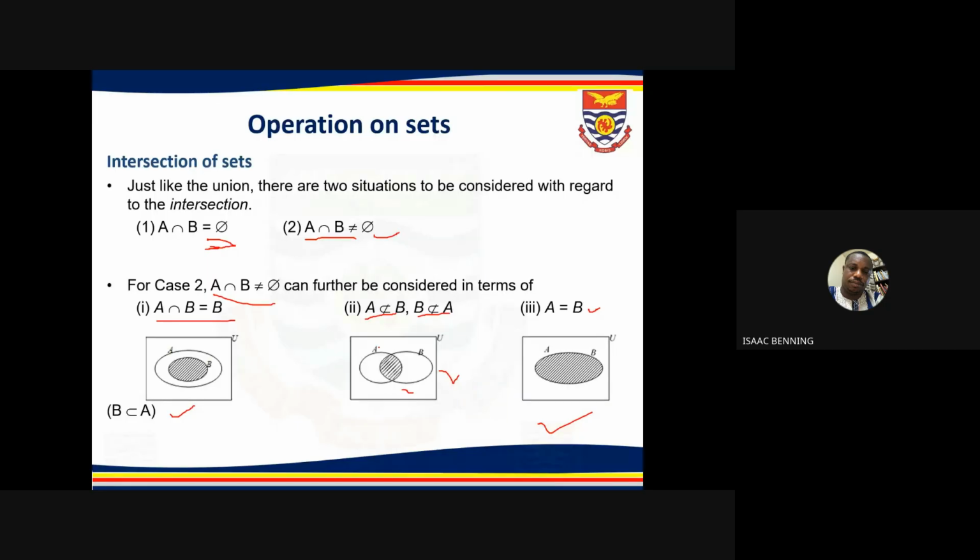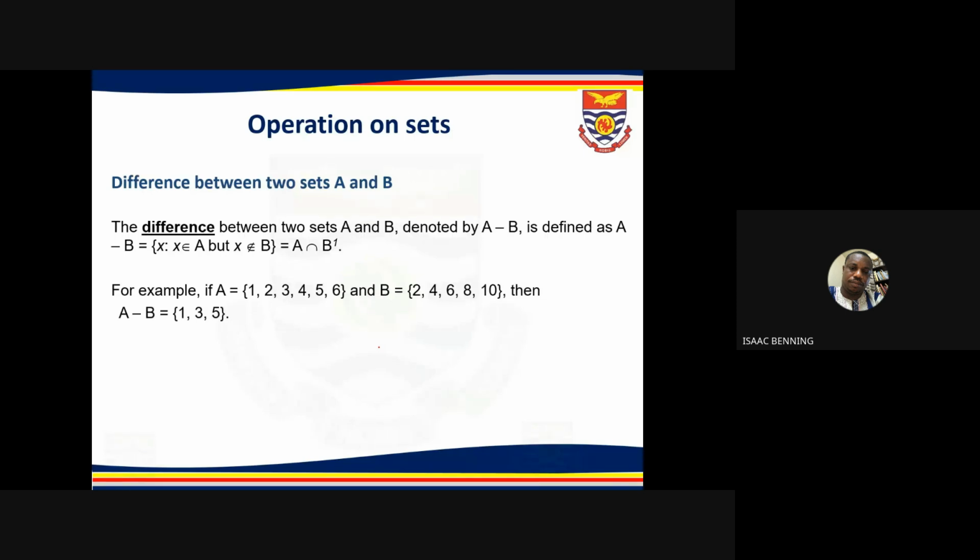The next operation of sets is the difference between two sets. The difference between two sets is denoted like this. If you want to find the difference between sets A and B, then we write A minus B. It is defined as: X belongs to A, but does not belong to B. Or we can write it as A intersection B prime.